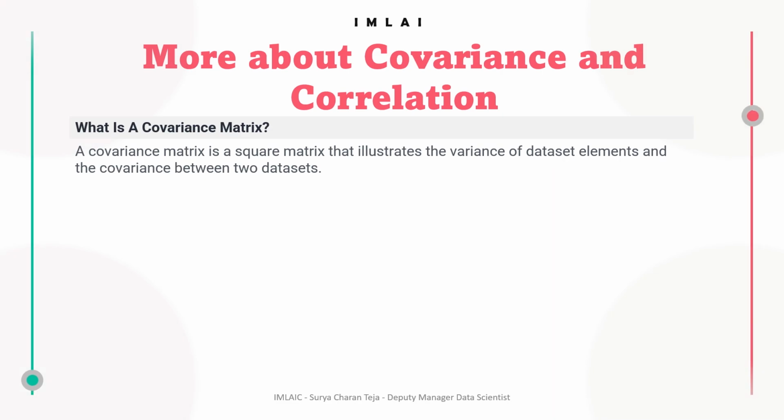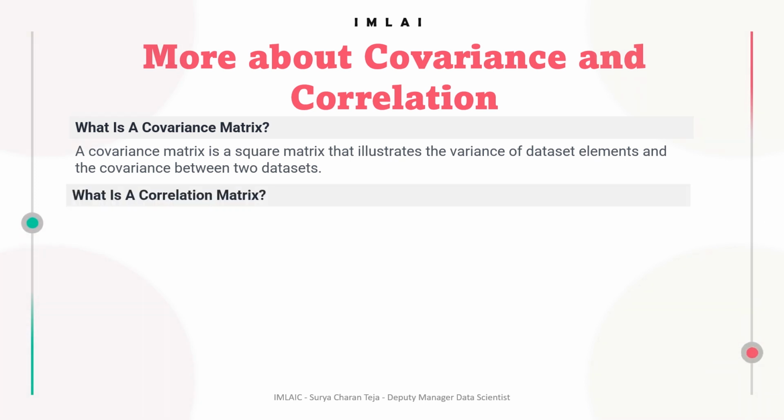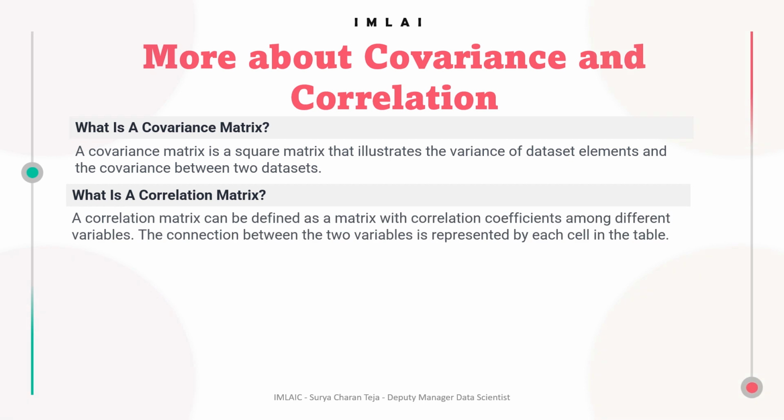Now let's see more about the correlation and covariance. As we have a covariance matrix, similarly we'll also have a correlation matrix. So what's the difference between the covariance matrix and correlation matrix? A correlation matrix can be defined as a matrix with correlation coefficients among different variables. The connection between two variables is represented by each cell in the table.